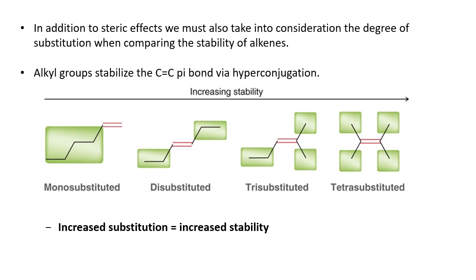In addition to the steric effects of cis and trans, we also have to take into consideration the degree of substitution when comparing the stability of alkenes. So we're going to look at the alkyl groups attached to the carbon-carbon bond. So alkyl groups stabilize the carbon-carbon pi bond through hyperconjugation. Remember, that's donating electron density.